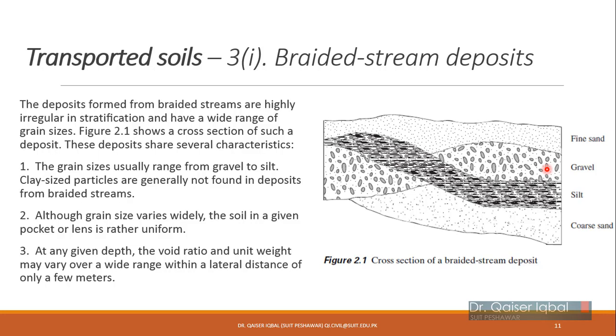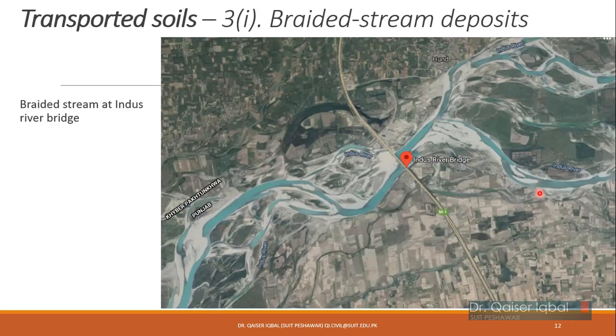Okay, so if you are building on a braided stream, or if you are investigating a braided stream, at one location if there is gravel at 4 feet depth, and you make a borehole at another location from there, then at 4 feet depth you may find silt, or you may find sand, you may not find gravel. The gravel will be at a deeper depth because of this irregular deposition which you can see over here. Okay, so the example of a braided stream is the Indus River, near the Indus River bridge on the M1 motorway.